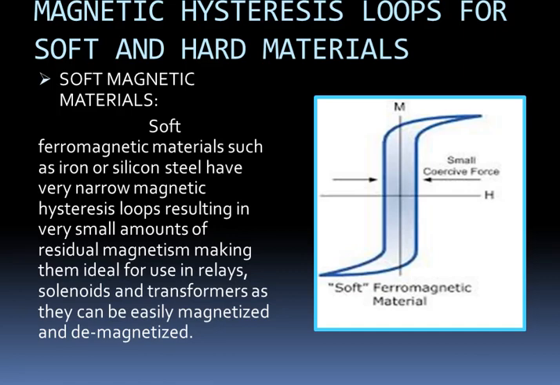Firstly, soft magnetic materials. The soft ferromagnetic materials such as iron or silicon steel have very narrow magnetic hysteresis loops, resulting in very small amounts of residual magnetism, making them ideal for use in relays, solenoids and transformers, as they can be easily magnetized and demagnetized. Now their small loop area has been shown in the diagram. The hysteresis loop has a very narrow loop area, and also it has a small coercive force.